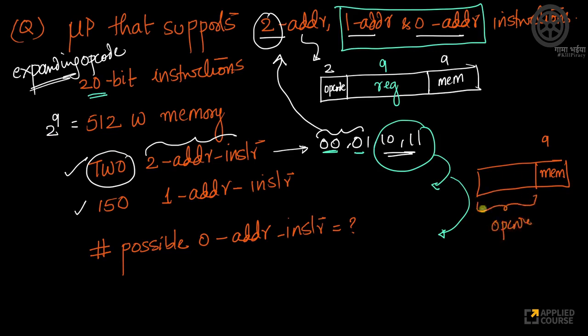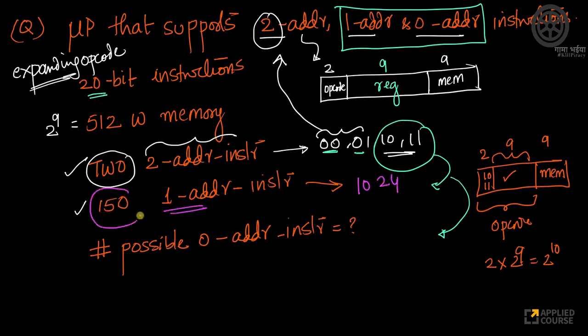The first 2 bits can either be 10 or 11. Either of them is okay. The next 9 bits can be anything. So how many possibilities do I have for 1 address instructions? 2 possibilities here and 2 power 9 possibilities here. 2 into 2 power 9, which is 2 power 10 possibilities in total, right? That's the total number of possibilities that I have. And what is 2 power 10? 1024 possibilities.